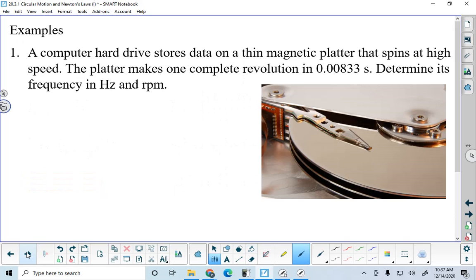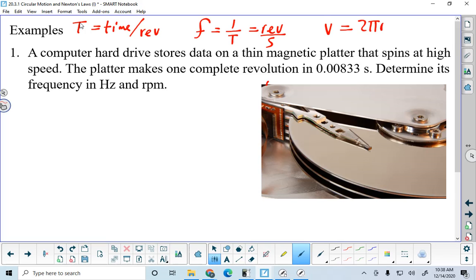All right, now it's time to do some examples. And we only have about 23 minutes left in class, so you're going to have some homework, but I think I've set the foundation for everything here. The foundation is the following. The period is the time per rev. The frequency is the reciprocal of the period, which is the revs per second. And the speed can be found by taking 2 pi r over t. That's what we're dealing with.